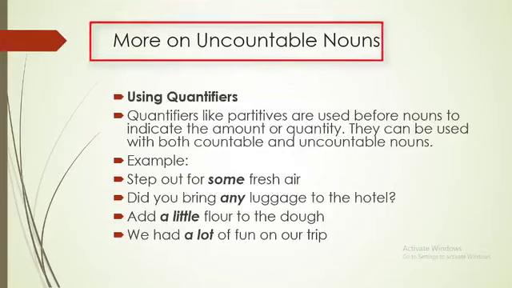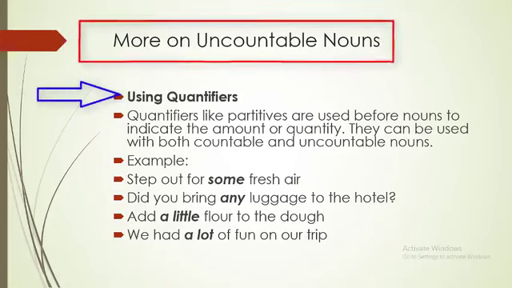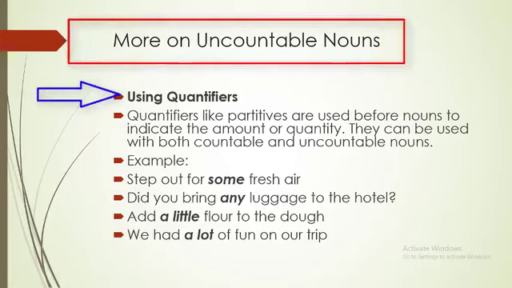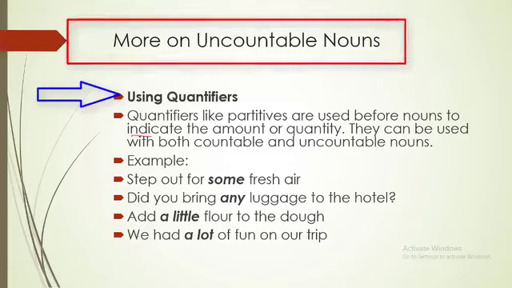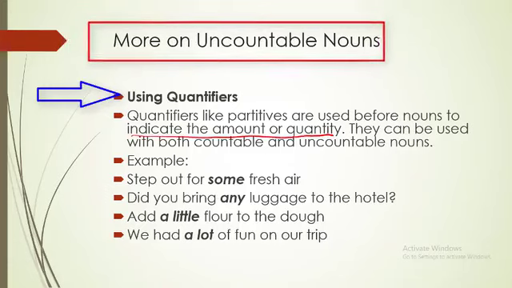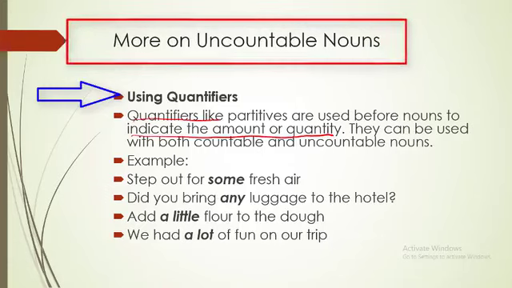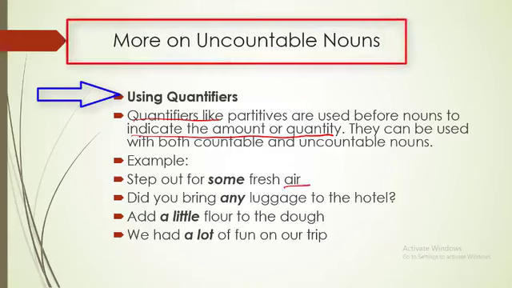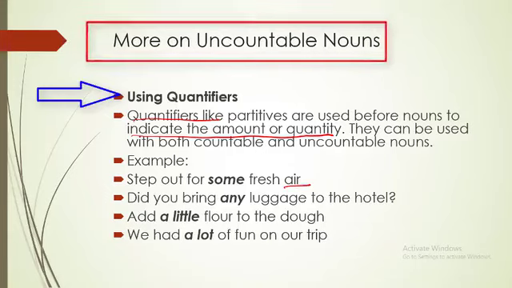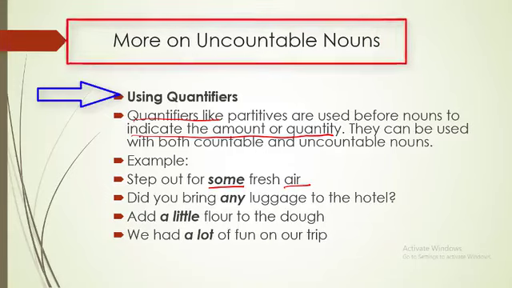We can also use quantifiers. Now, quantifiers behave like partitives. They are used to indicate amount or quantity. So quantifiers are like partitives that indicate amount or quantity. Let's take, for instance, step out for some fresh air. We know that air is a non-count noun, but the quantifier some has made it countable.